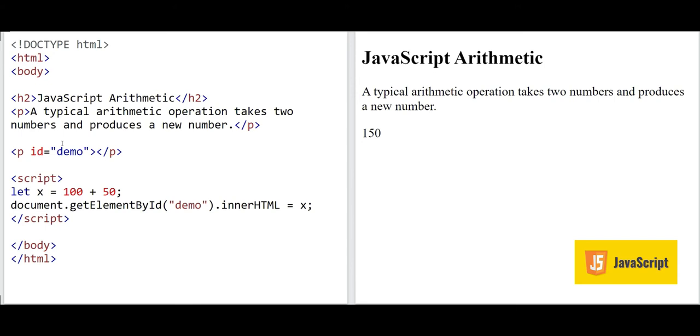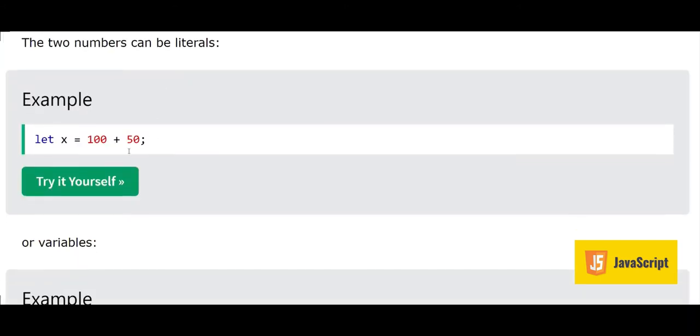Here you can see in this example we have let x is equal to 100 plus 50. This is added up and assigned to this p tag, and the result is 150, which you can see on the right side. Okay, so this is how arithmetic works.